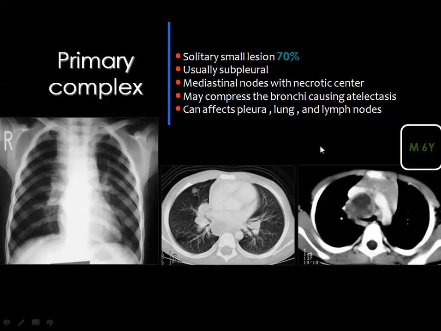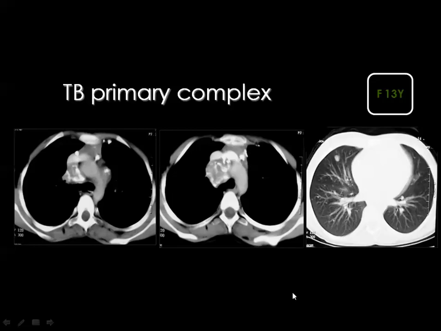And this is the arch of the aorta, this is the superior vena cava, and here you see the necrotic node. This of course is the thymus, and in the presence of a pulmonary lesion you call this TB primary complex. And sometimes you can see that the nodes contain calcium, especially after treatment or after healing, and you see the pulmonary lesion, and you see calcium in the prevascular nodes as well as in the retrocaval nodes.